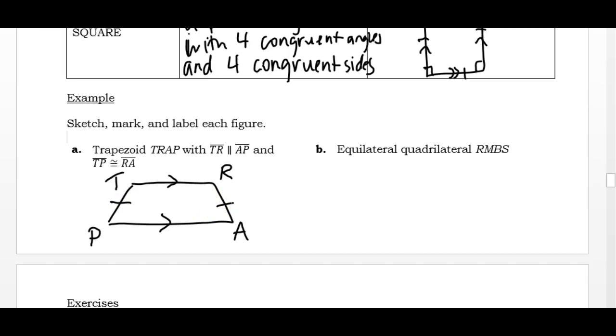Sketched, marked, and labeled. So, letter B says equilateral quadrilateral RMBS. So I need a quadrilateral that is equilateral. That means I have 4 congruent sides. And I have RMBS. Again, I didn't zigzag. I went around clockwise to hit all 4 vertices.